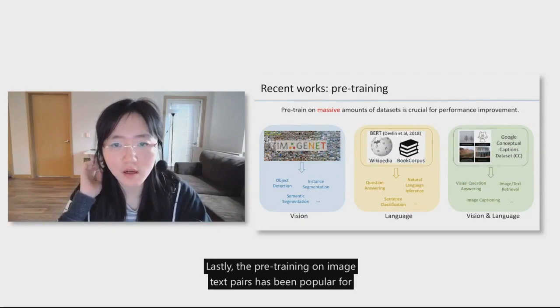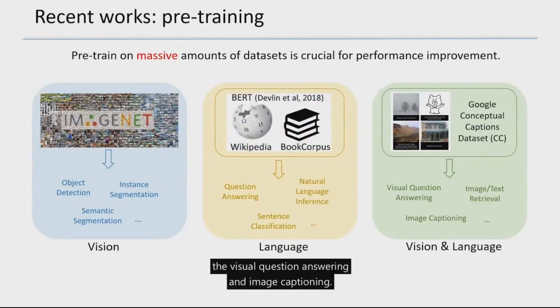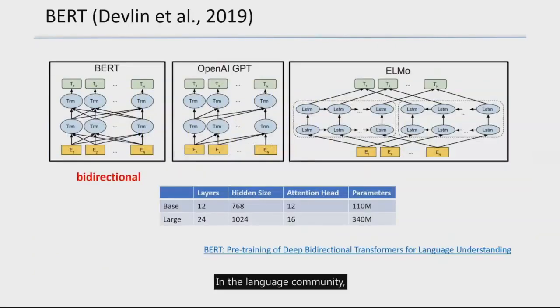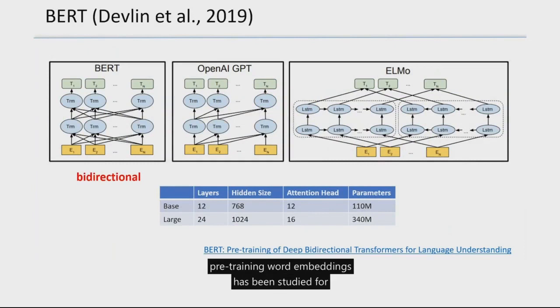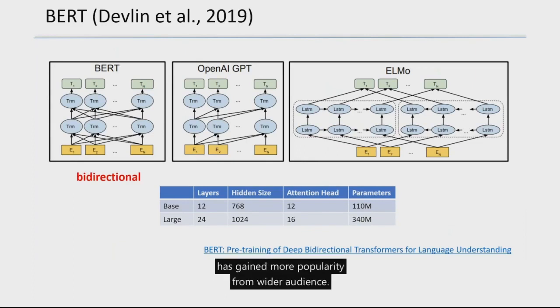And lastly, the pretraining on image text pairs has been popular for vision language tasks such as visual question answering and image captioning. And in the language community, pretraining word embeddings has been studied for quite a long time, including ELMo, GPT, and BERT. Especially with the success of BERT, the pre-train then fine-tune scheme has gained more popularity from a wider audience.